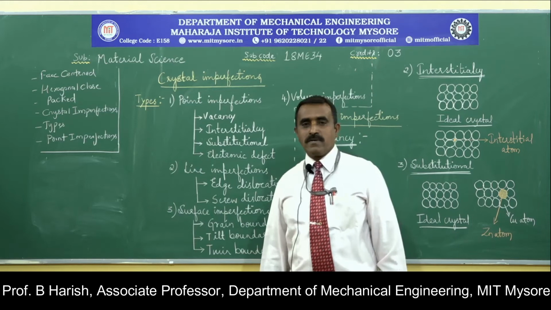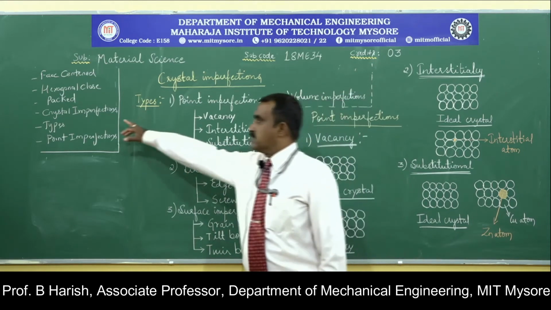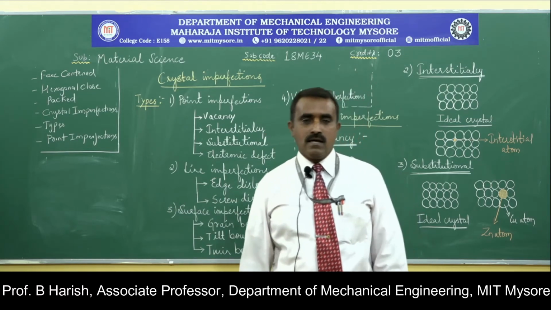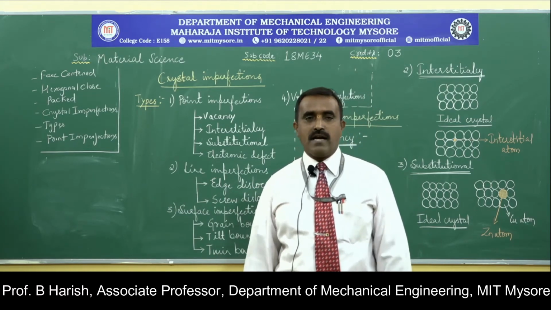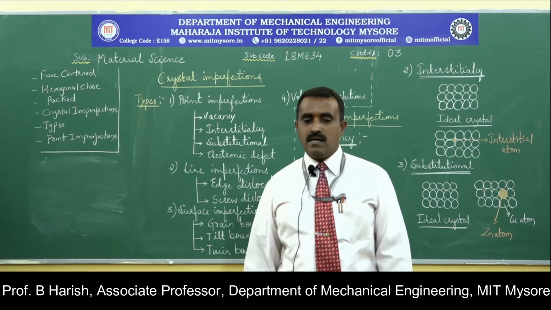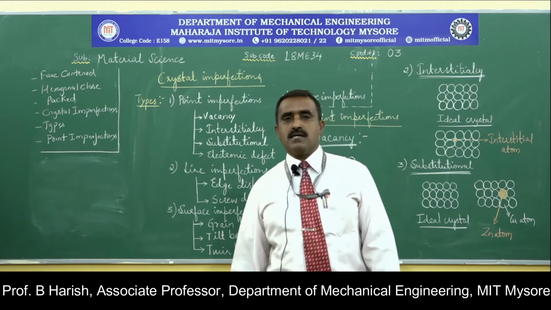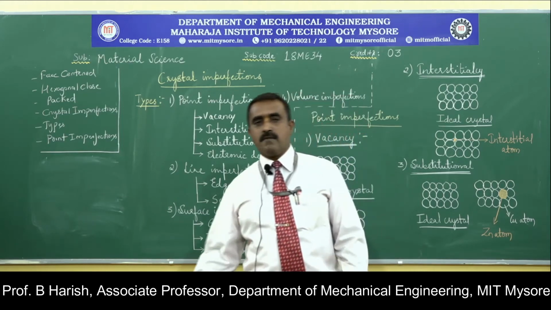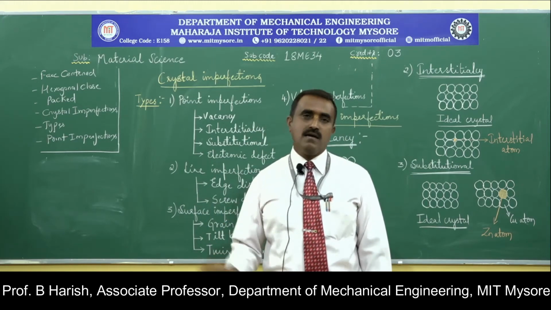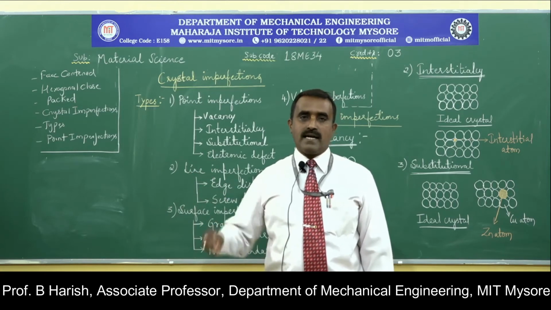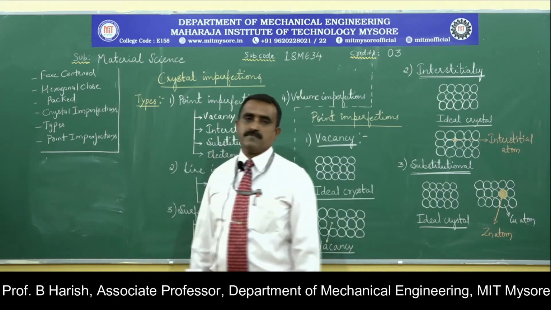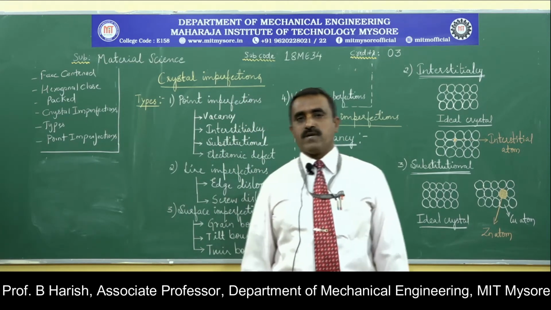The next topic we will be discussing is crystal imperfections. Now, if you take a crystal, normally we say that it is an ideal crystal. An ideal crystal is one where the atoms are arranged in a systematic geometric form. But when we practically observe the structure, we don't have any crystal that can be called an ideal crystal. There will be disturbances in the arrangement of atoms. These disturbances or defects in the arrangement of atoms are called imperfections. So we call that crystal imperfections.